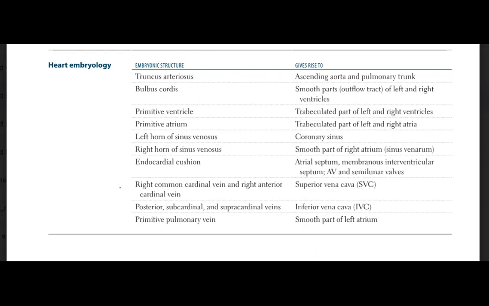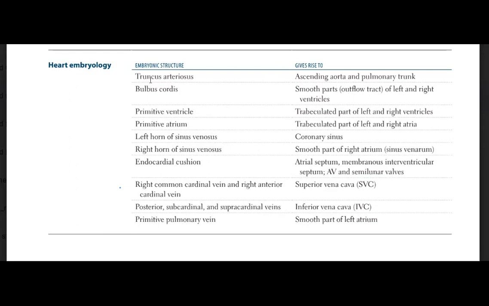And regarding the bulbar cordus, it gives rise to the smooth parts, the outflow tract of the left and right ventricles. Okay. There is an inflow tract and there is an outflow tract. Outflow tract means towards the aorta and towards the pulmonary trunk, okay? And the inflow tract means the blood coming inside.